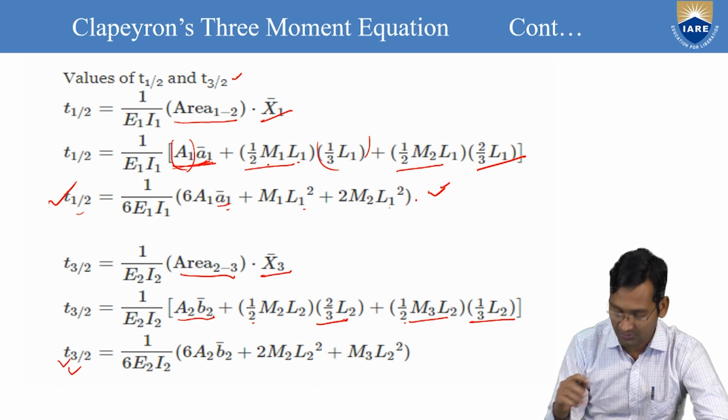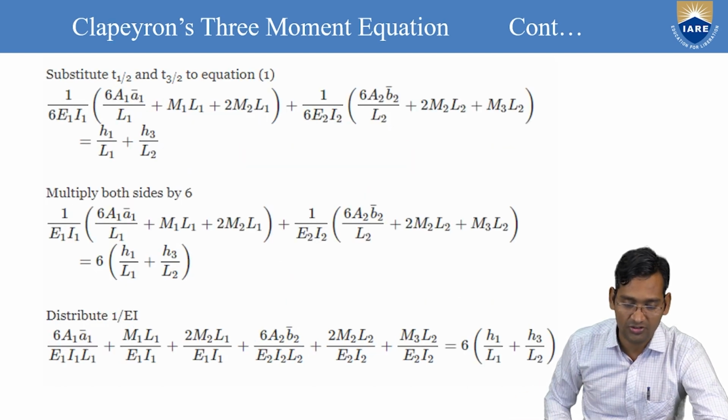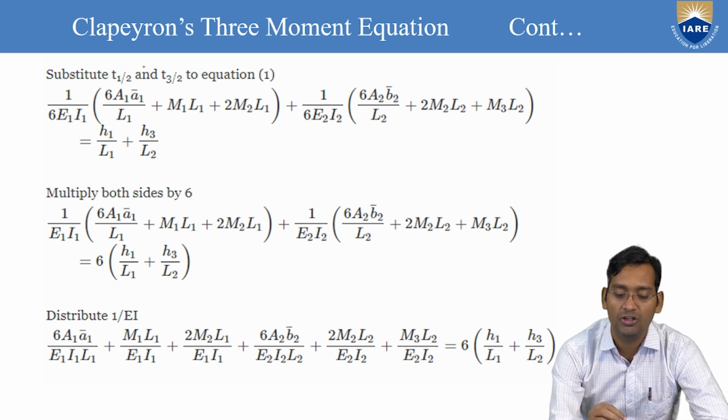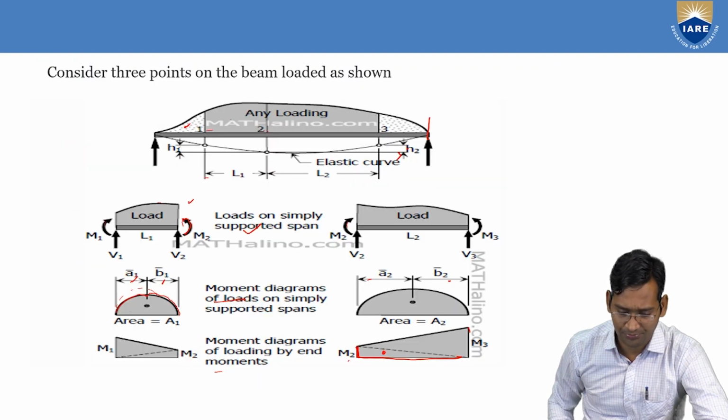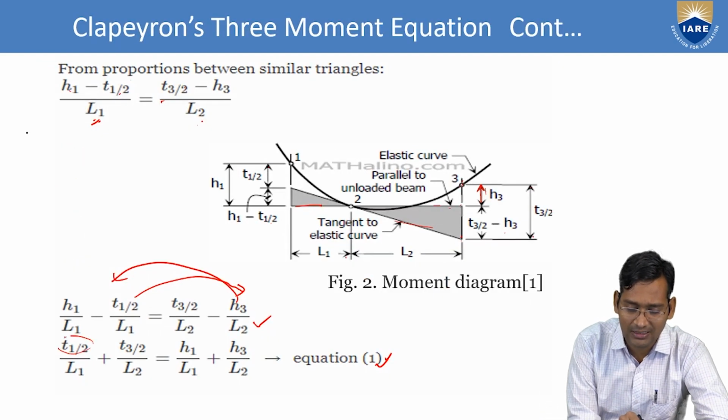Next step, substitute in the previous equation. Substituting T1 to 2 and T3 to 2 into equation 1. Just see what the equation is: here, this T1 to 2 by L1 plus T3 to 2 by L2.